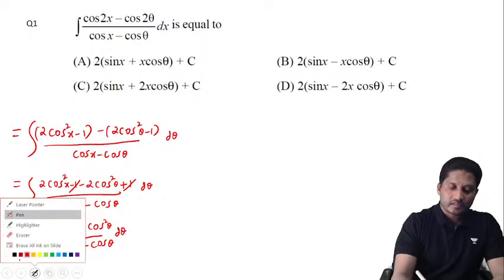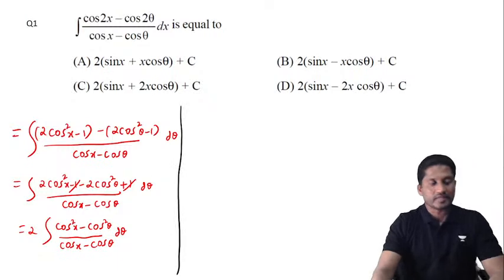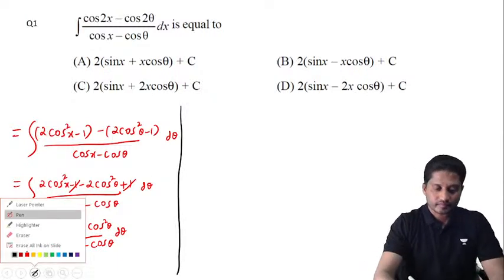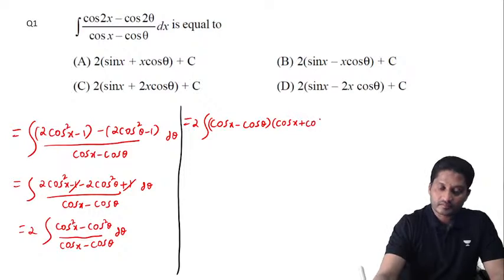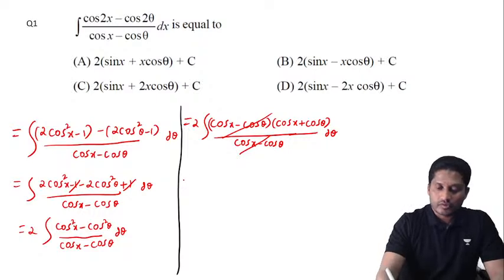Isn't it, guys? Now I can write a square minus b square as a minus b into a plus b, which is equal to 2 times cos x minus cos theta into cos x plus cos theta, then whole divided by cos x minus cos theta, and d theta, isn't it, guys? This will cancel. Now 2 is a constant.